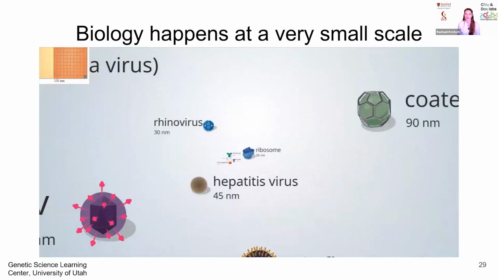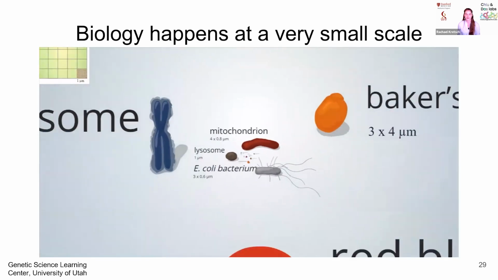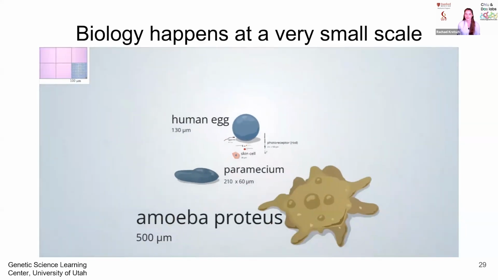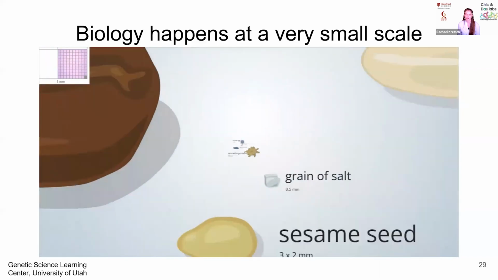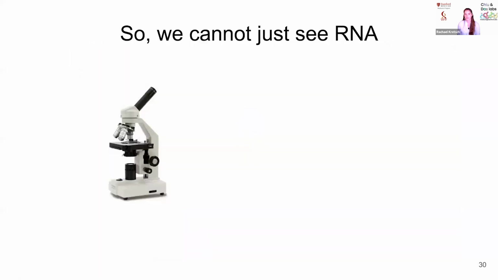And if we zoom back out, we can see we're getting bigger and bigger. The RNA we can no longer see at this point. We have yeast, which makes your bread. And we zoom all the way out back to a grain of salt and coffee bean. So biology is very, very small. We can't simply see it.